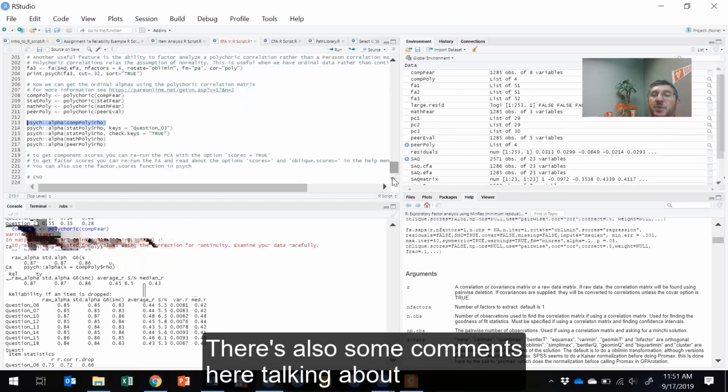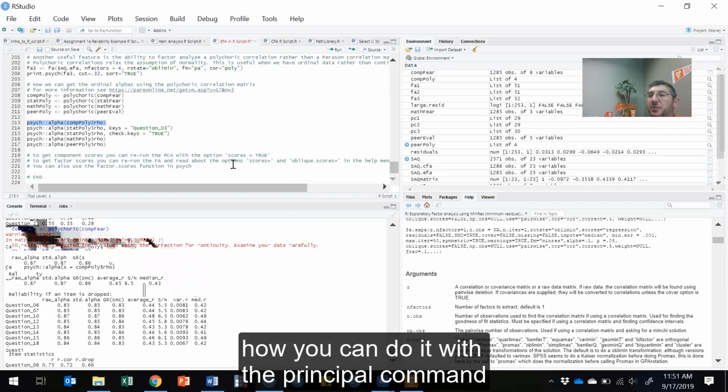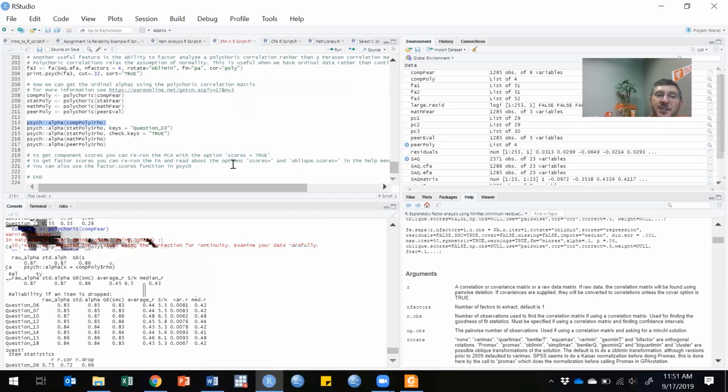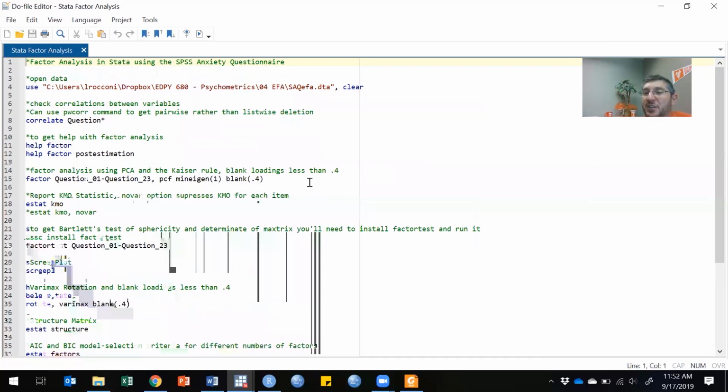There's also some comments here that talk about if you wanted to calculate factor scores, how you can do it with both the principal command and the factor analysis command. Basically, that is our walkthrough of factor analysis in R.